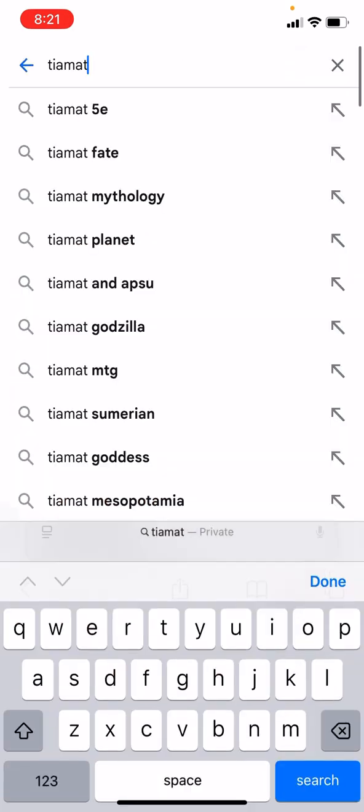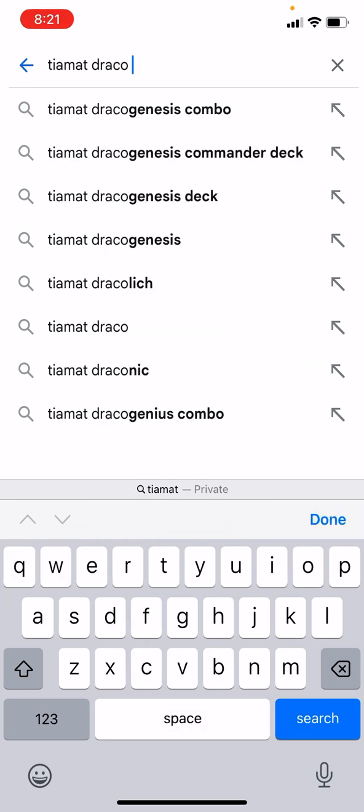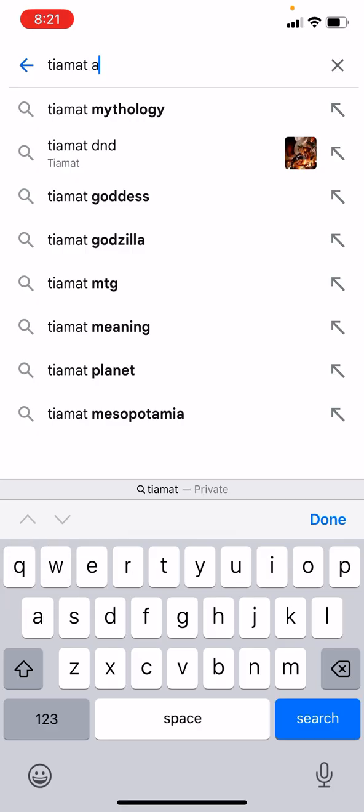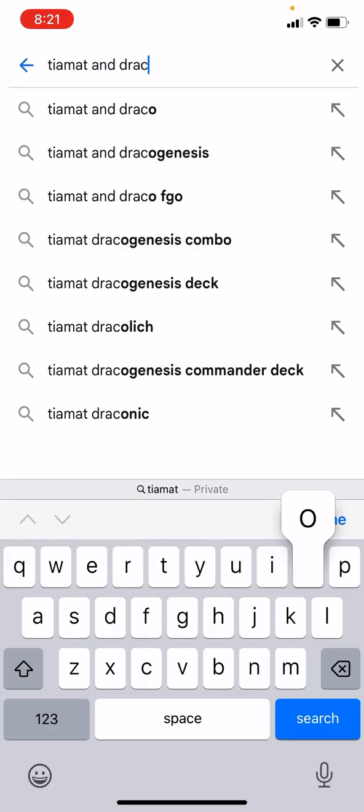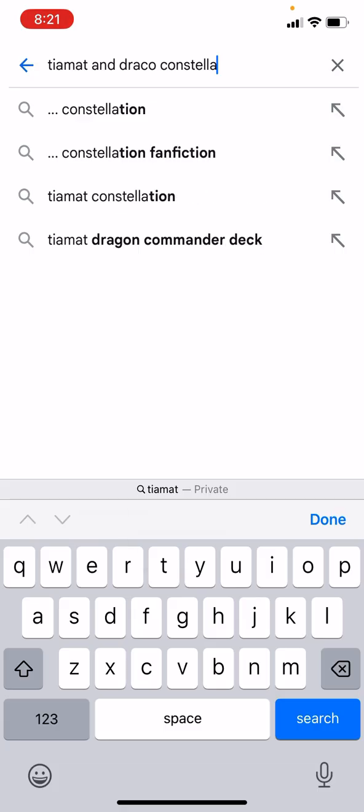If I ask Tiamat and Draco constellation, if I do that connection, will they give me something? I'm pretty sure they will.